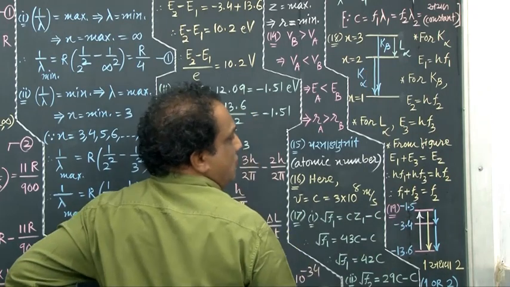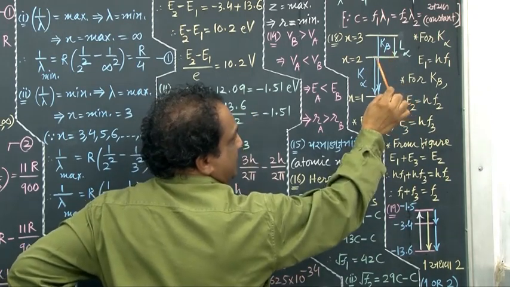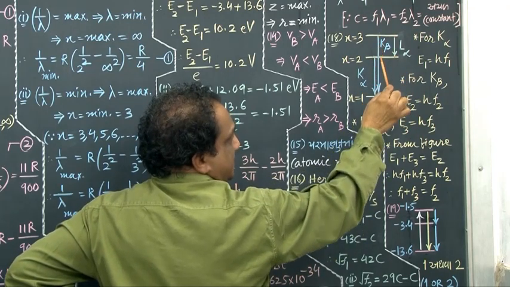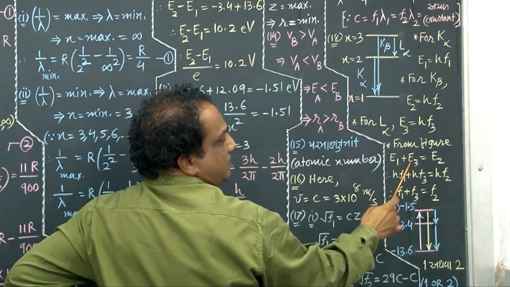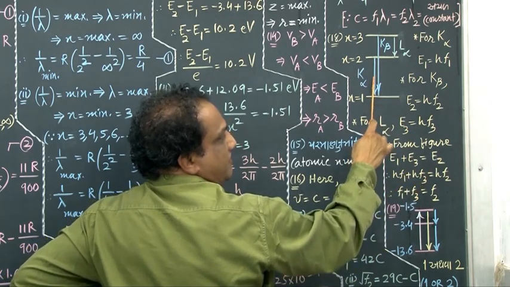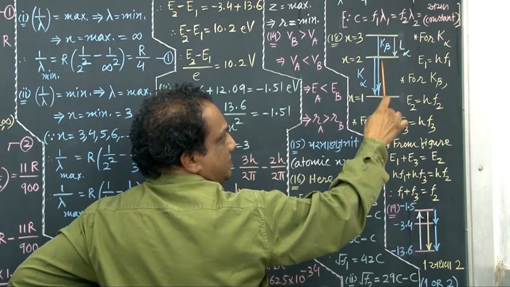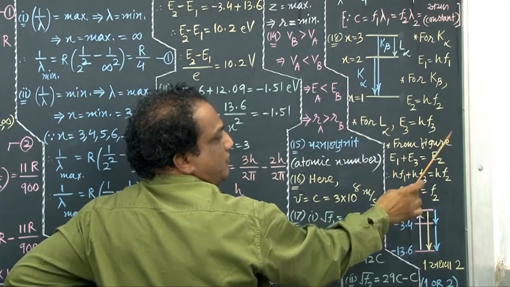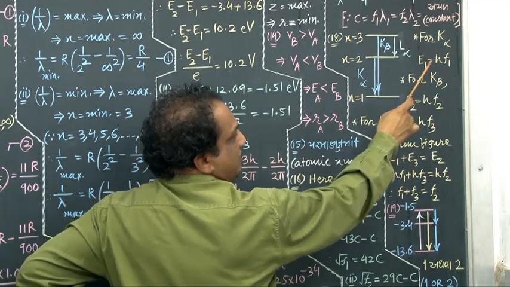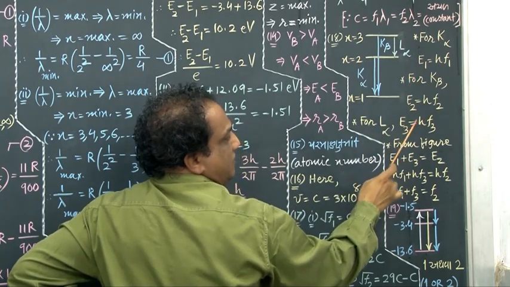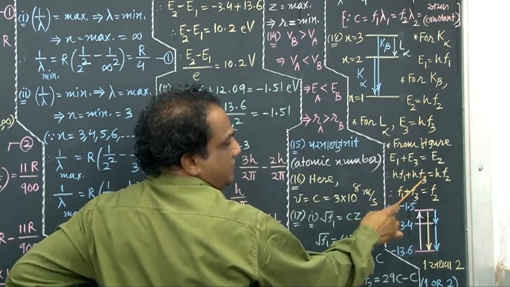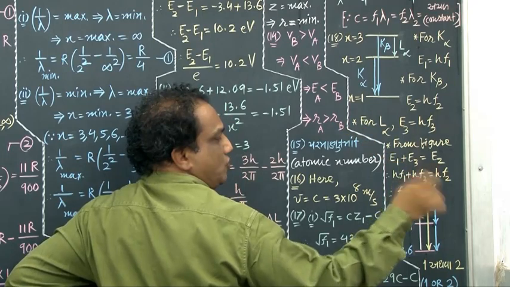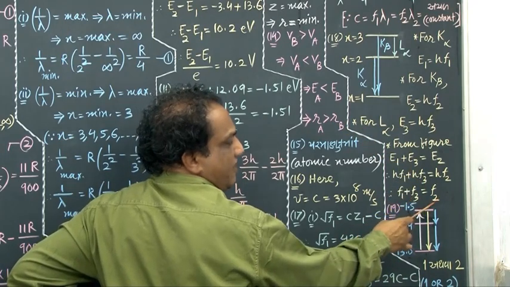Now from the figure we can make out that the summation of these two energies E1 plus E3 should be equal to this energy, that is E2. Here energy is E1, here energy is E3, and this energy is E2. So E1 plus E3 must be equal to E2. Place the values. E1 is HF1, E2 is HF2, E3 is HF3. So HF1 plus HF3 is equal to HF2. H will get cancelled throughout the equation. You will get the answer F1 plus F3 equals F2.